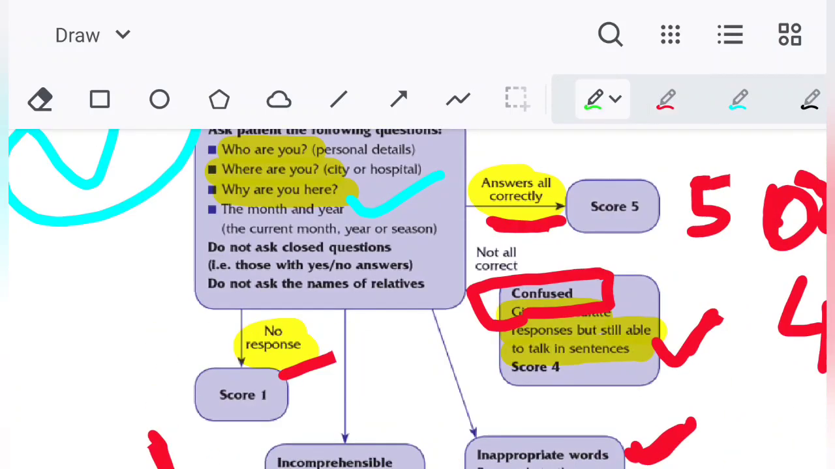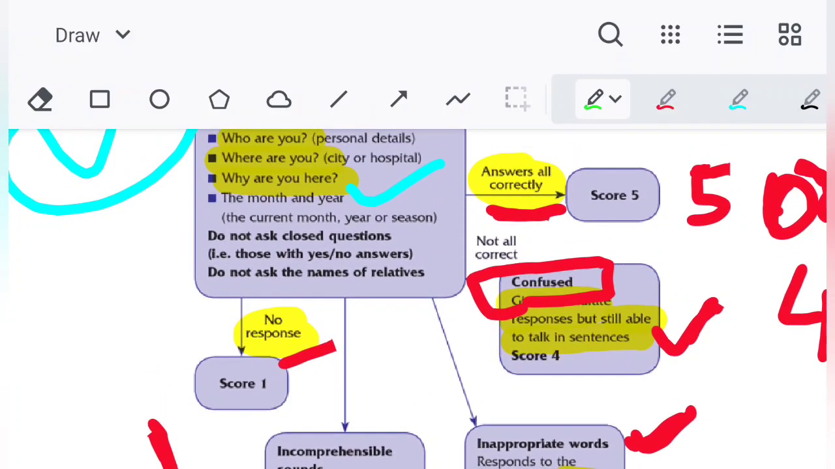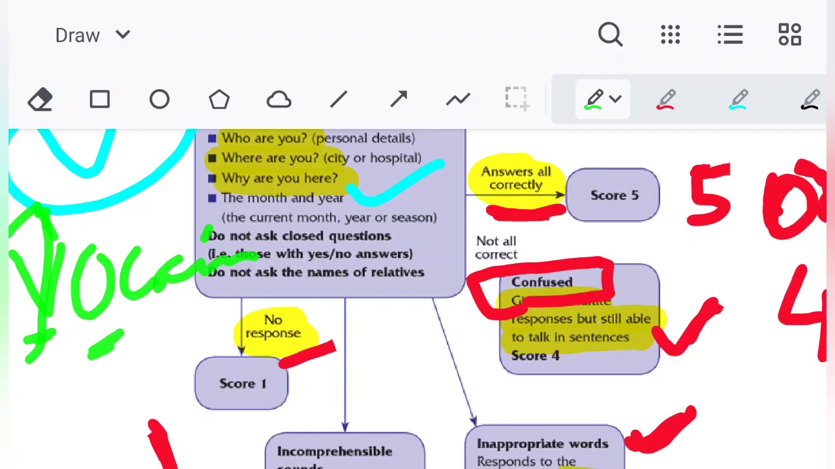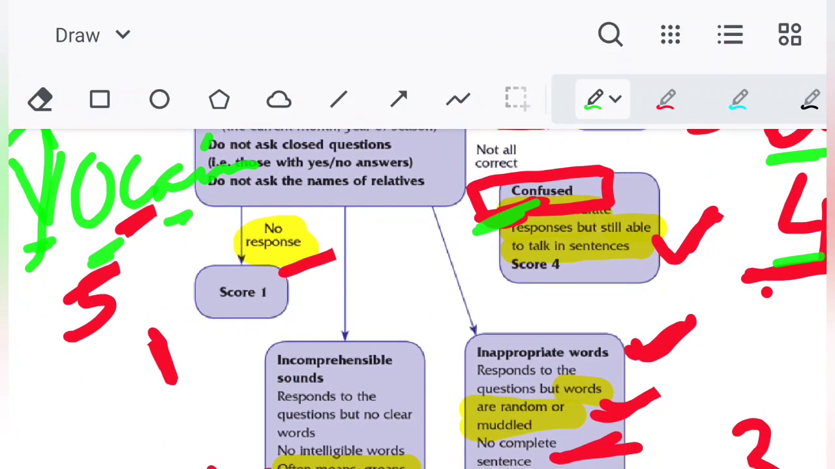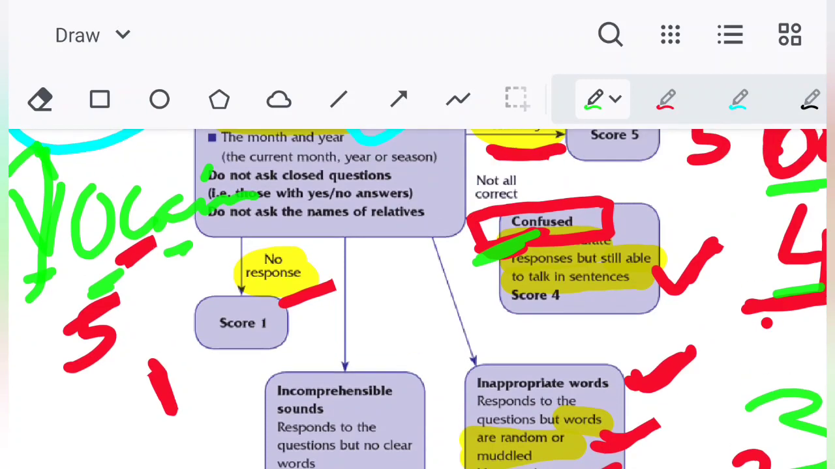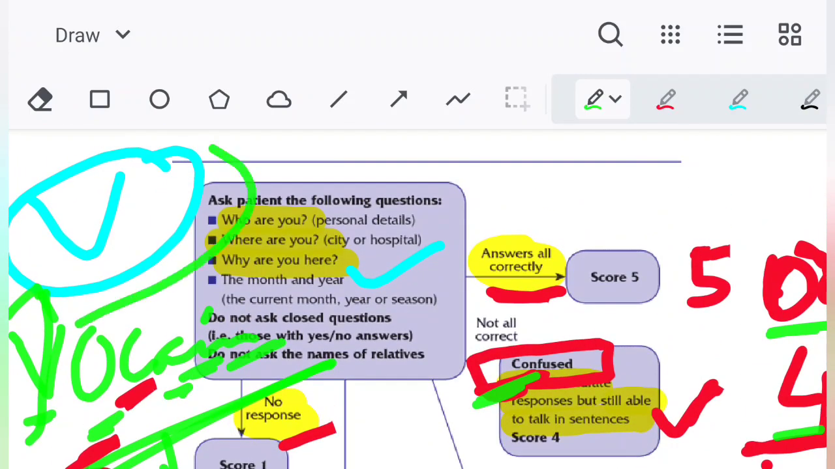Okay, so for verbal response, what was the mnemonic? Mnemonic was VOCAIN, right? So V was for the verbal response, then O is orientation, that is 5. Then C is confused, that is score of 4. Then A is appropriate nahi hai, so inappropriate, score of 3. Then I is incomprehensible sounds, that is score of 2. Then N is nil, so score of 1. So VOCAIN is for verbal response.